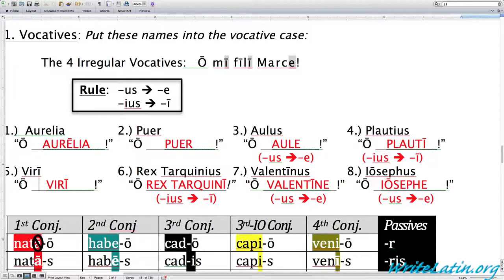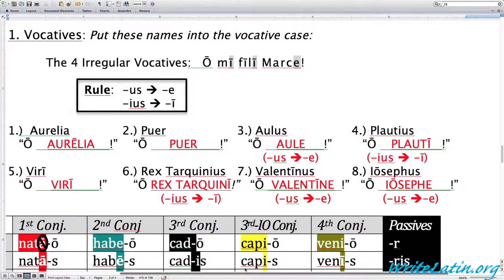Number five, O men. Now here we have a plural word. Our special rule only applies to singulars. So the plural stays just the way it is in the nominative. So really it's only when you're talking to one male, not multiple males, that you have to worry about these two irregular endings. Number six, O King Tarquinius. Well, here Rex stays the same, but Tarquinius ends ius, so it becomes Tarquini.